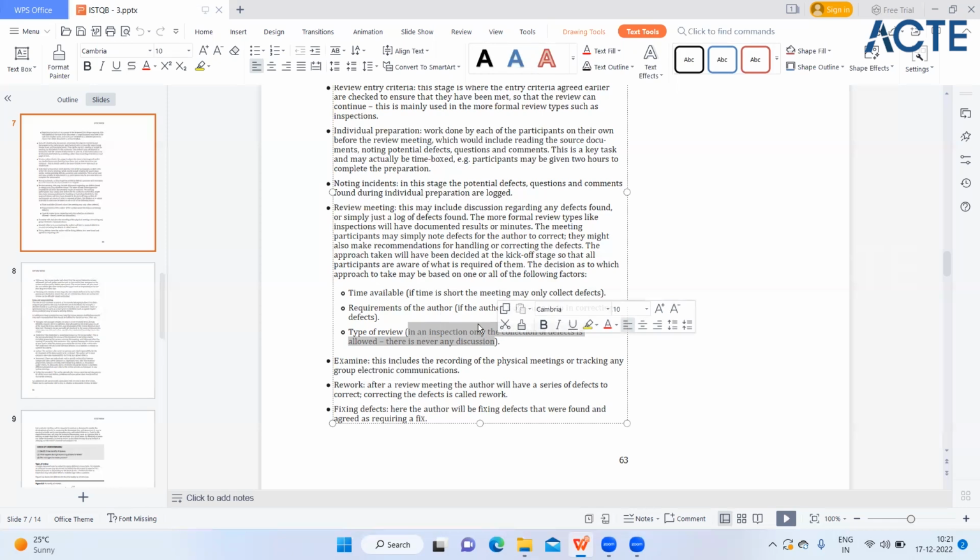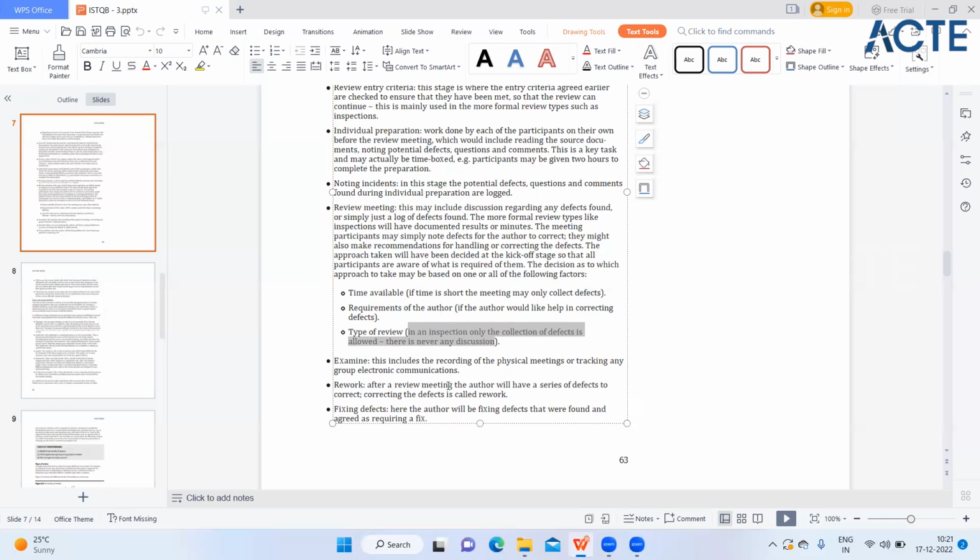Now, examine. This includes the recording of the physical meetings or tracking any group electronic communication. So, examine is like whatever physical meetings we have conducted, or whatever things we have decided, we are just recording those things in the examine phase. After that, we are having the rework.